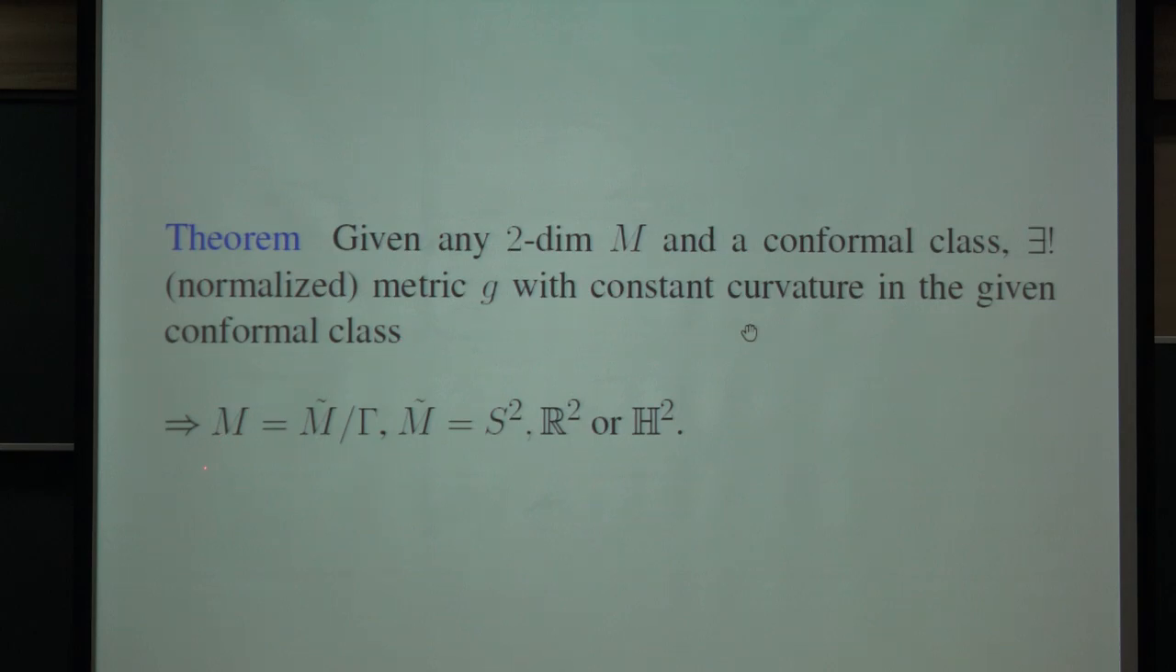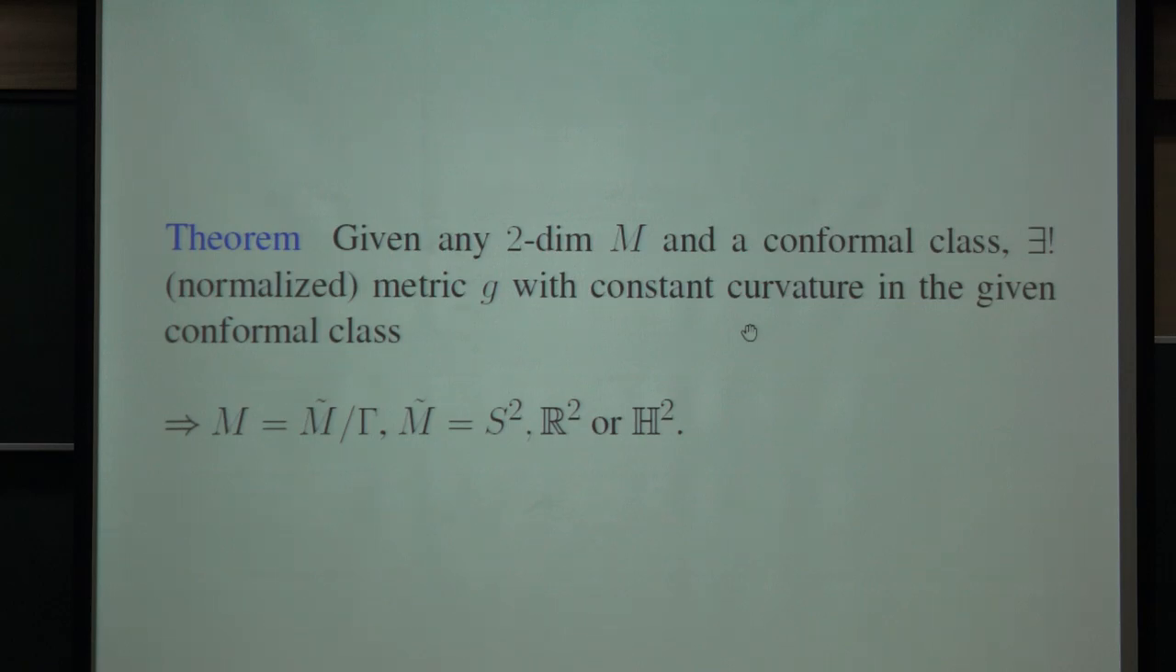Then a very classical theorem in differential geometry tells you M has to be a quotient of the standard spaces. So this is the Riemann sphere, a Euclidean space, and a hyperbolic disk. Of course this conclusion is well known. You can use the Riemann mapping theorem to get this. But this approach I present to you has some special feature.